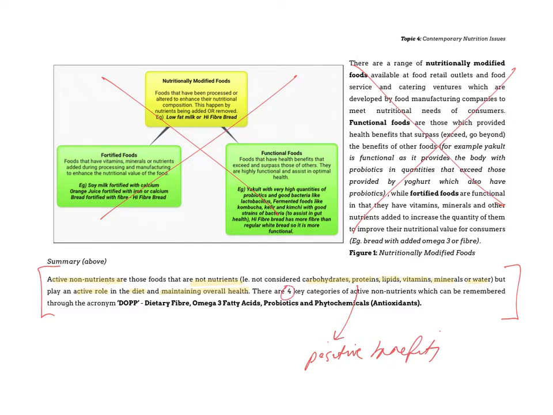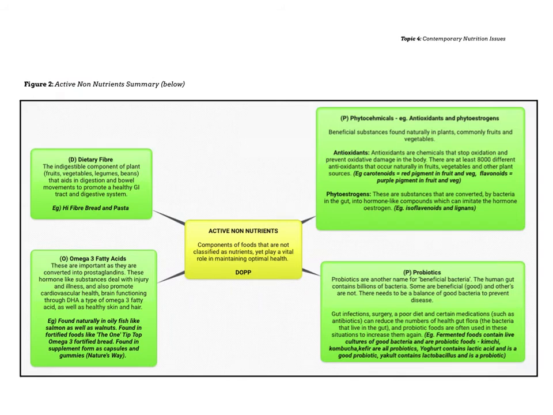So there are 4 key active non-nutrients that we're going to learn about, and you can remember these through the acronym DOP. So D stands for dietary fiber, O stands for omega-3 fatty acids, P stands for probiotics, and the last P stands for phytochemicals, which includes antioxidants. So we're going to spend some time having a look at what these 4 active non-nutrients do in our diet and to our health, and some of the foods that are really good sources. So we have this graphic organizer that you need to integrate into your study notes so that you can actually learn what each of the active non-nutrients do.